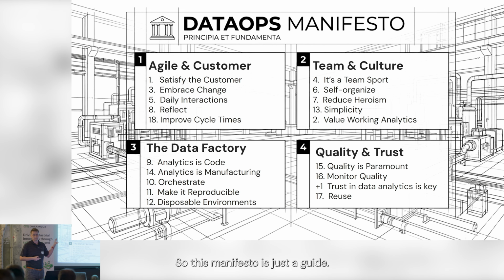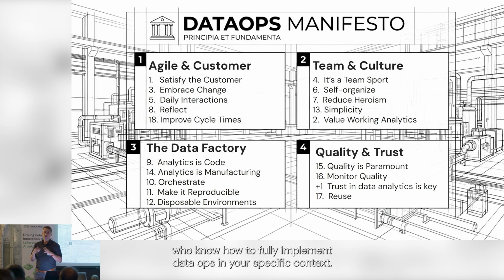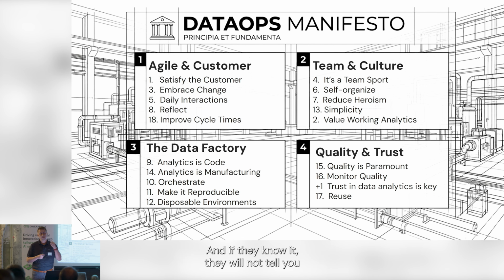So this manifesto is just a guide, but how to implement it? That's the question. And if you Google enough, you will probably find the 7 steps to implement DataOps by Data Kitchen. So I recommend reading that. But the document is also very simple. And I will tell you that there are not many companies who know how to fully implement DataOps in your specific context. And if they know it, they will not tell you because this is a really valuable information nowadays.